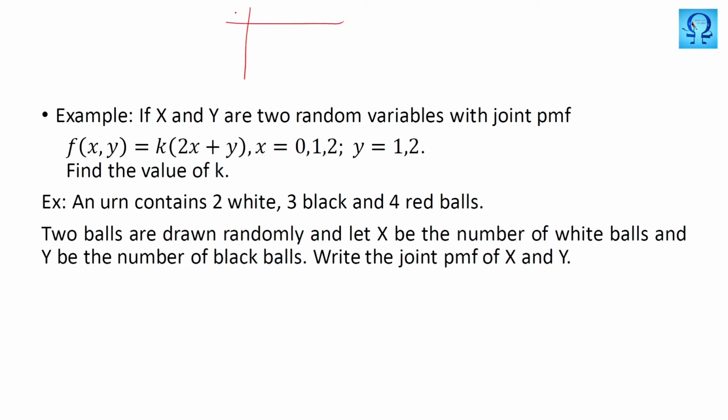On one side let me have X and on the other side let me have Y. X is taking three possible values 0, 1 and 2, and Y is taking two possible values. It is given as k multiplied by (2x plus y). So here 2x is 0 plus y is 1, so it is simply k. Here it is 2 plus 1, which is 3, so it is 3k, and here it is 4 plus 1, so it is 5k. Here it is 0 plus 2, so 2k, and again here 2 plus 2, which is 4k, and here it is 4 plus 2, 6, so 6k. So this is the mass function of the given problem.